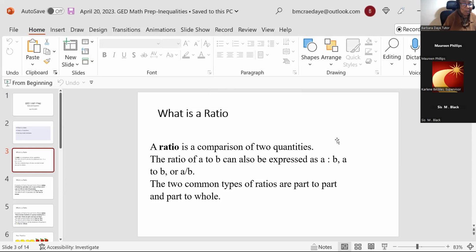1/4. Okay. That's a ratio, right? Yeah. 1/4 is the same as 1 to 4. Okay. So it's just comparing two quantities. That's all it is.